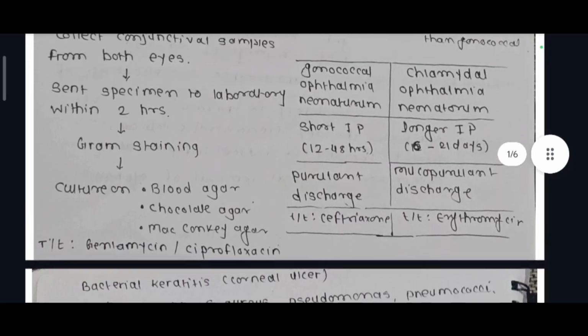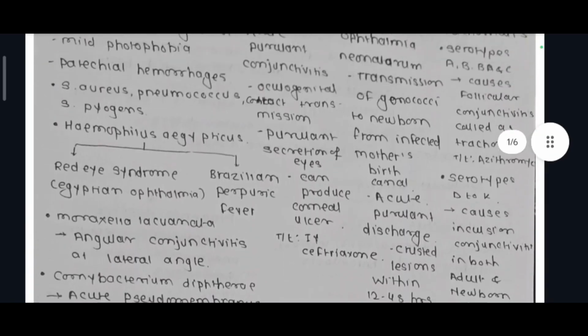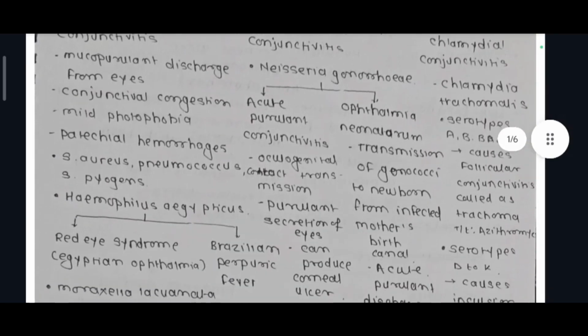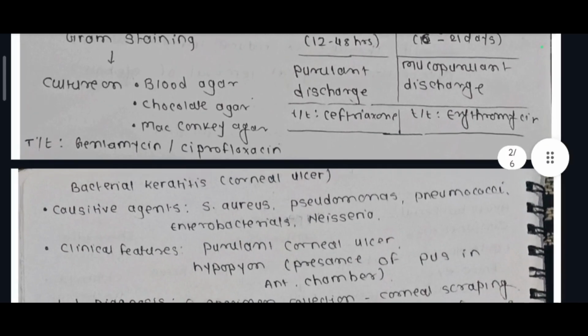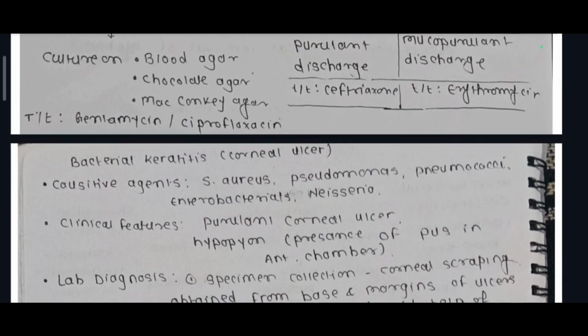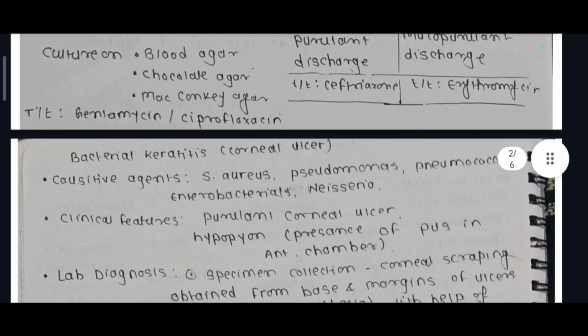After conjunctivitis, we will see bacterial keratitis. Keratitis is nothing but infection of the cornea. So bacterial keratitis is nothing but a corneal ulcer. Causative agents for bacterial keratitis are Staphylococcus aureus, Pseudomonas, Pneumococci, Enterobacteriaceae, and Neisseria.